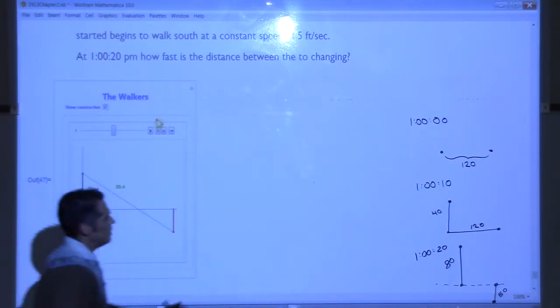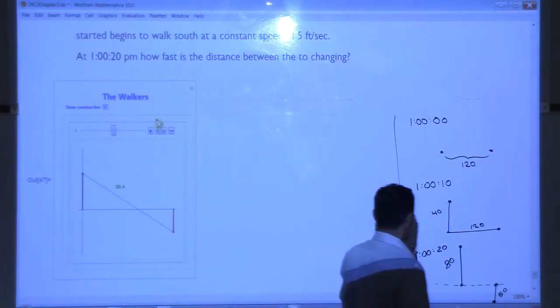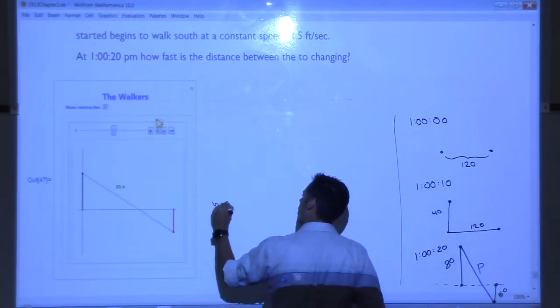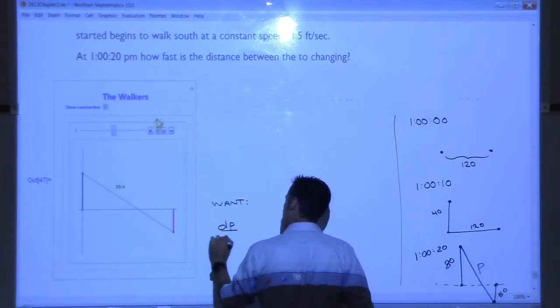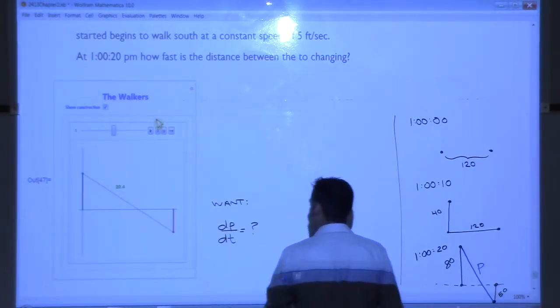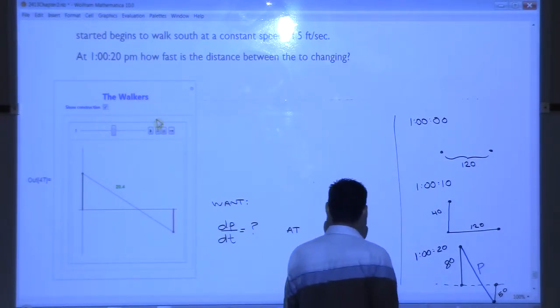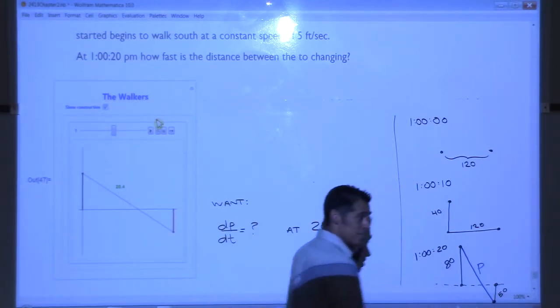All right, let's try and put a general picture together here. This is the instant in time. So let's use a letter we haven't used. P, okay, P. We want to know how fast P is changing with respect to time. Agreed? So we want dP/dt at exactly what? Yeah, so this is where we say 20 seconds, at 20 seconds.